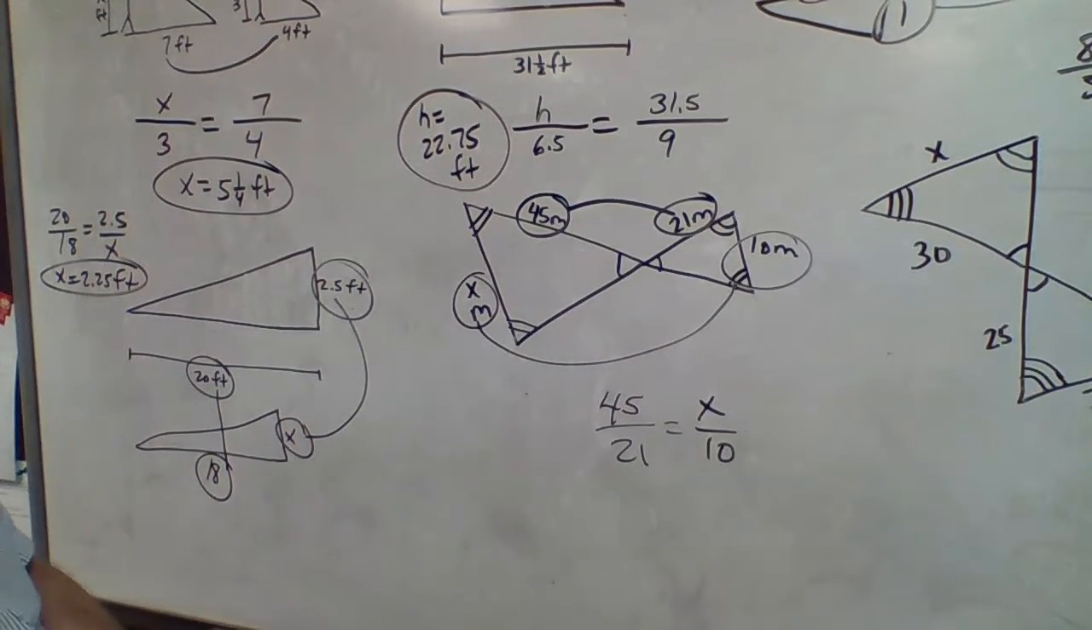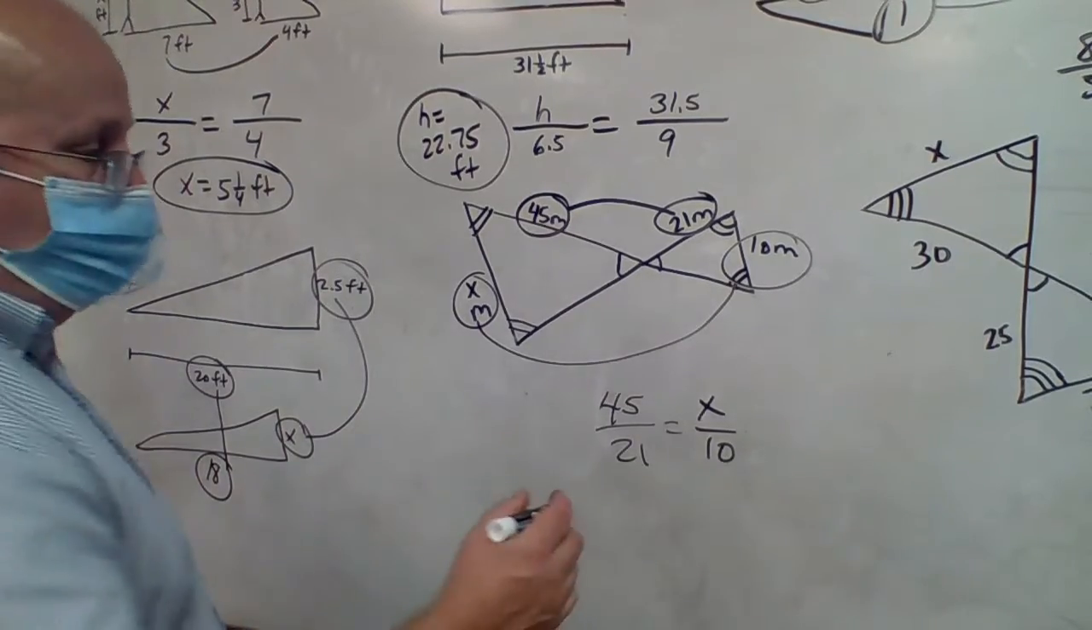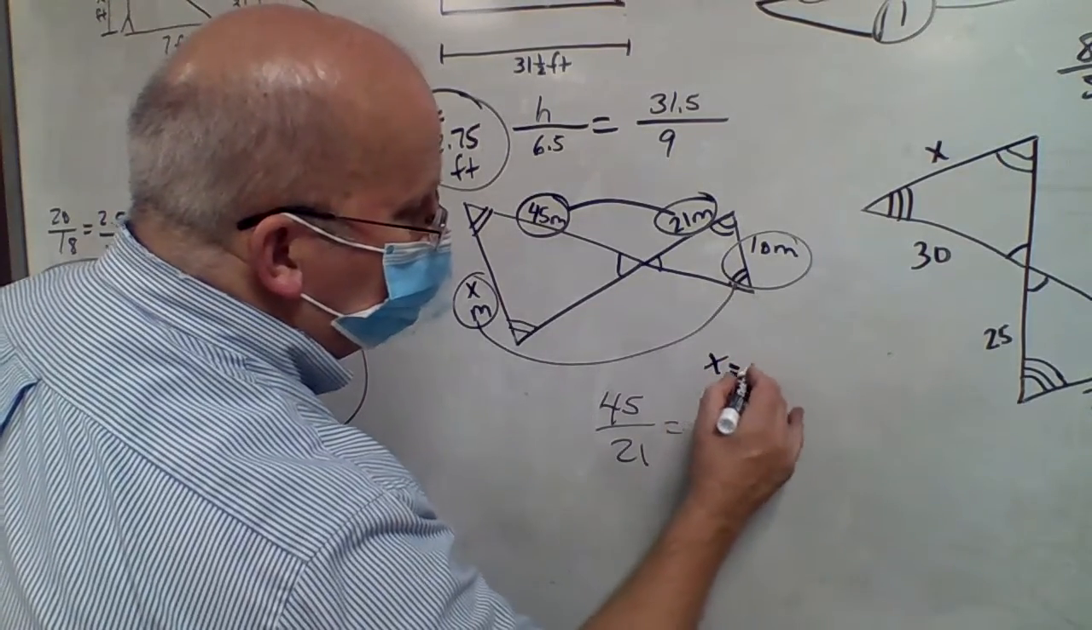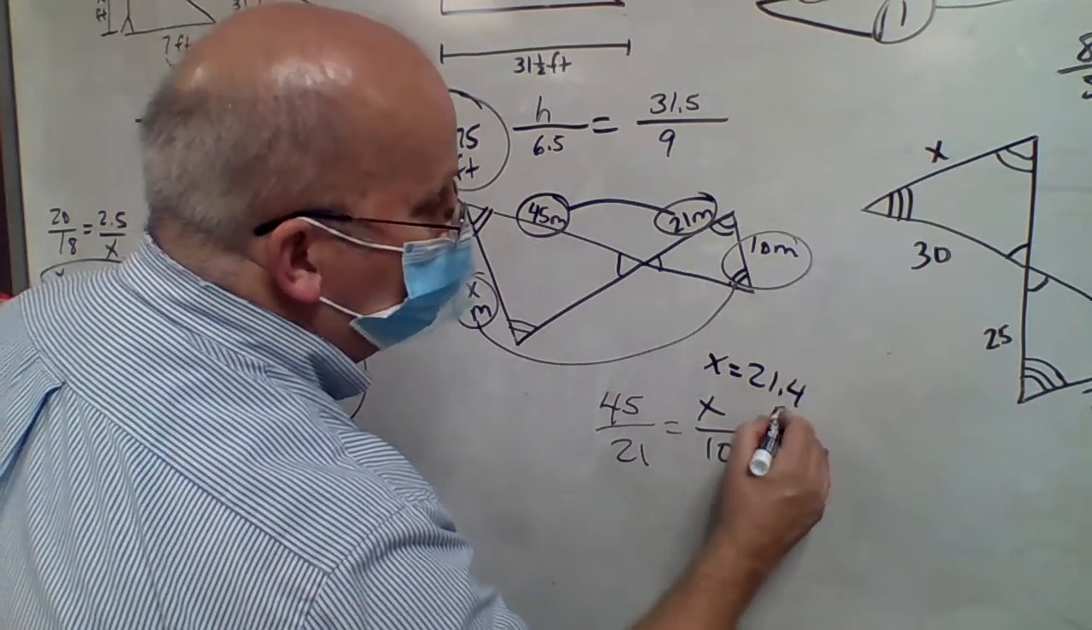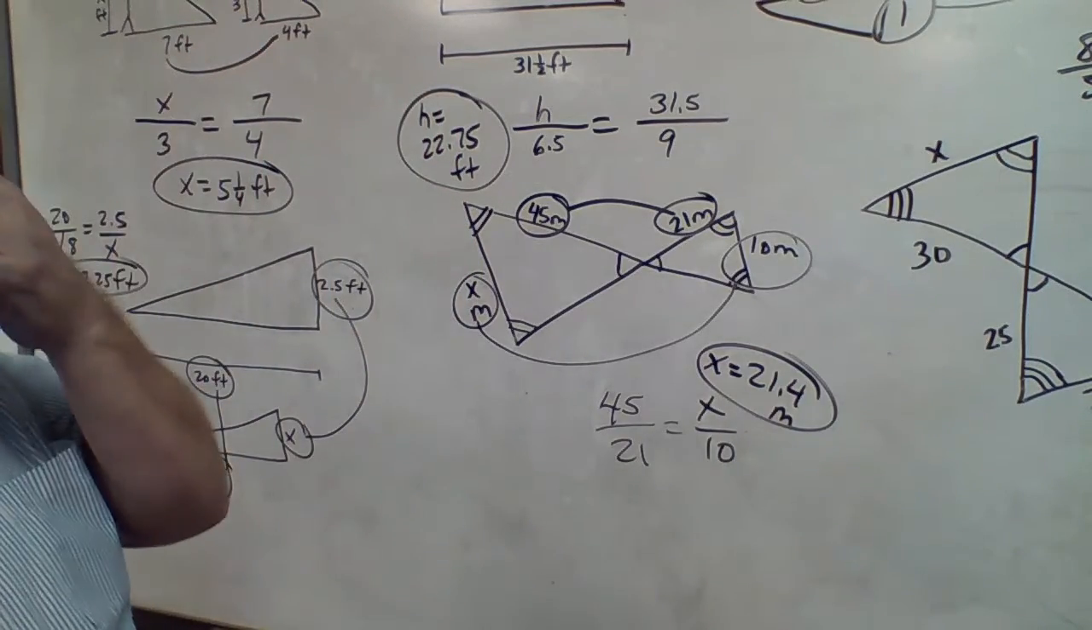And now I'm going to take and multiply 45 and 10 together and divide by the remaining number of 21. And I get an answer that's approximately, x is approximately 21.4 meters. We're just going to round that to the nearest tenth.